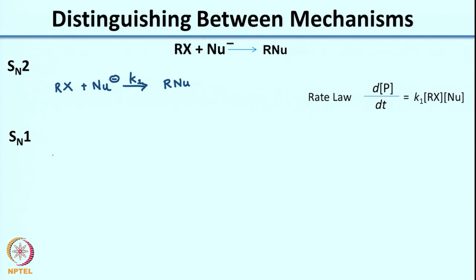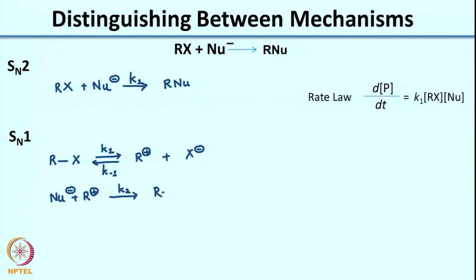So in the SN1 mechanism, the first step you have RX giving you R plus and X minus. Now is this step reversible? Yes, it is. So we will put a reversible arrow, and you can call this process with the rate constant of K1 and the reverse process with the rate constant of K minus 1. In the next step you have Nu plus R plus, with the rate constant of K2, giving you RNu.